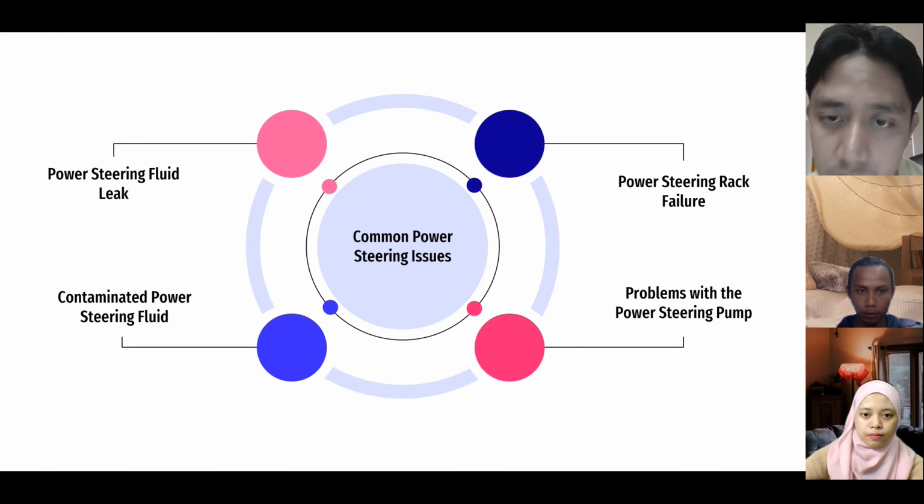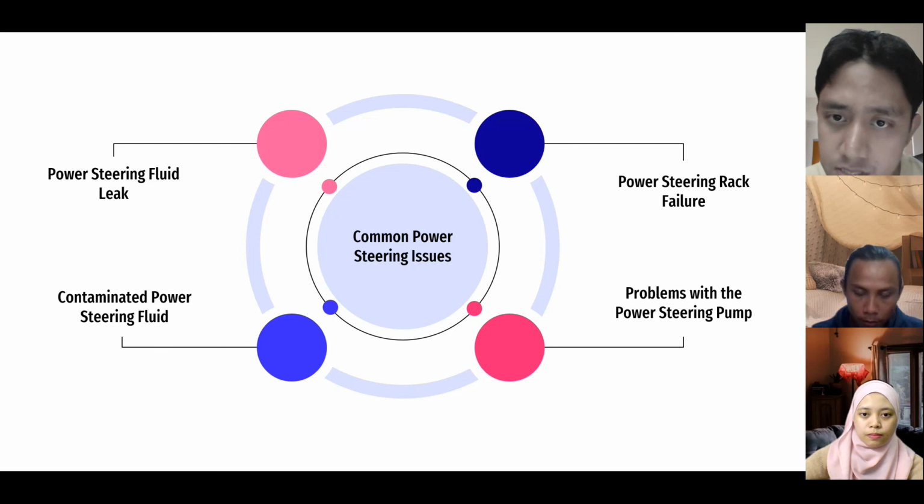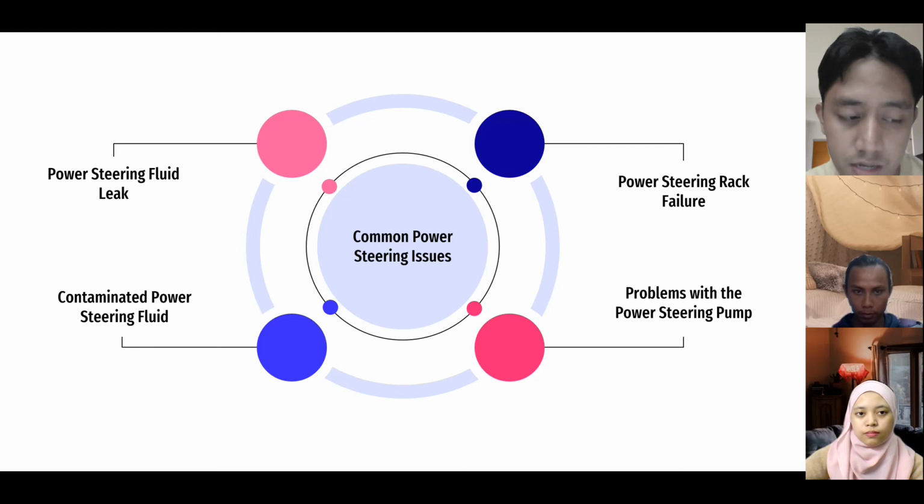Next is power steering rack failure. The power steering rack is in a lot of ways the heart of the power steering system. If the power steering rack fails, it is considerably more dangerous than many of the other previously stated faults, since it may endanger the ability to control the vehicle at all. And the last common issue is a problem with the power steering pump.